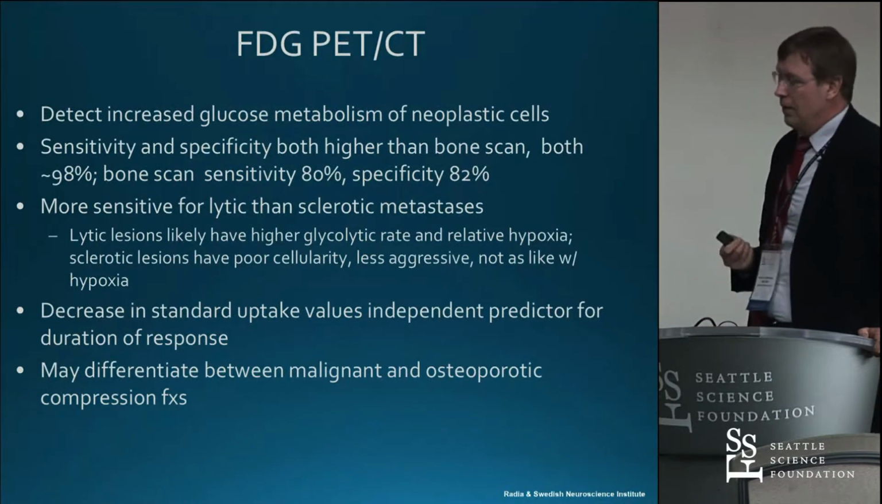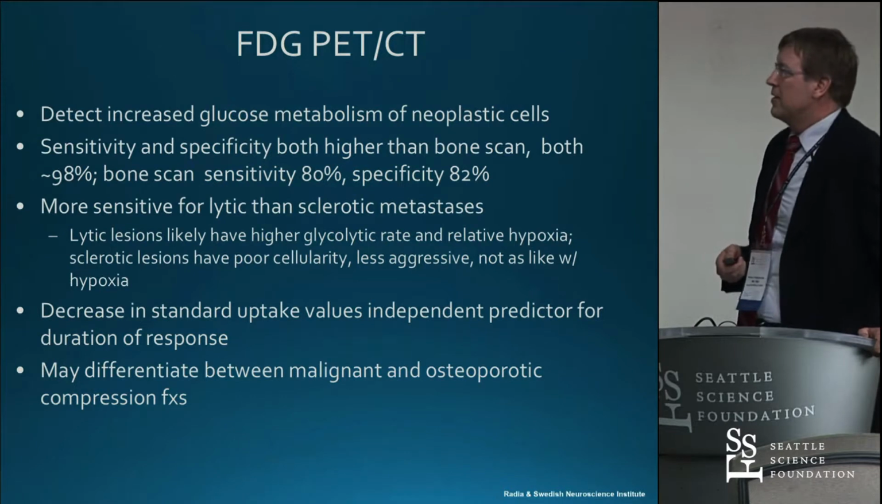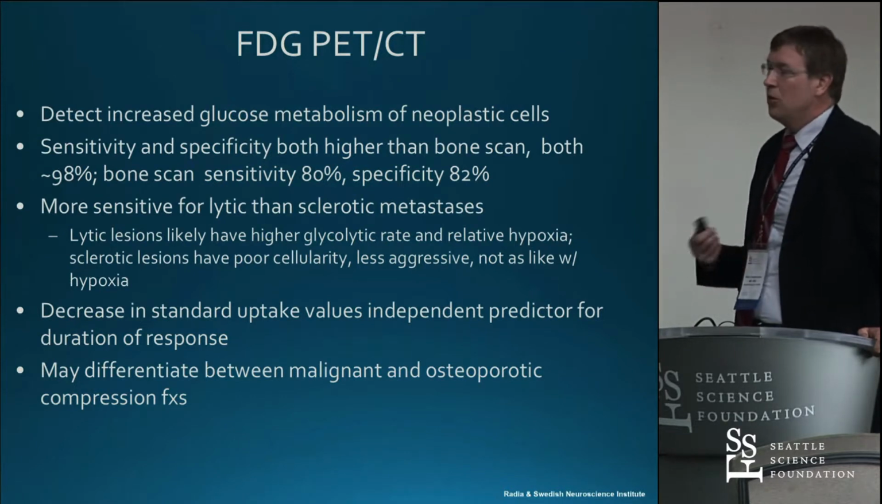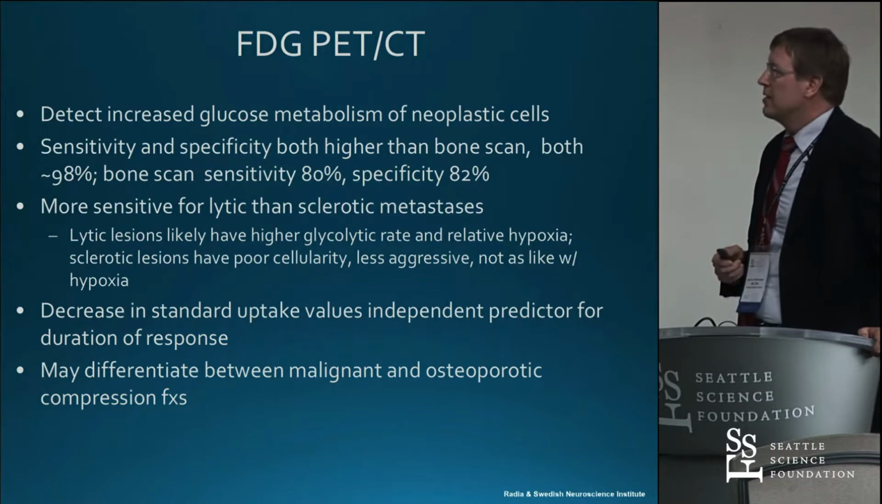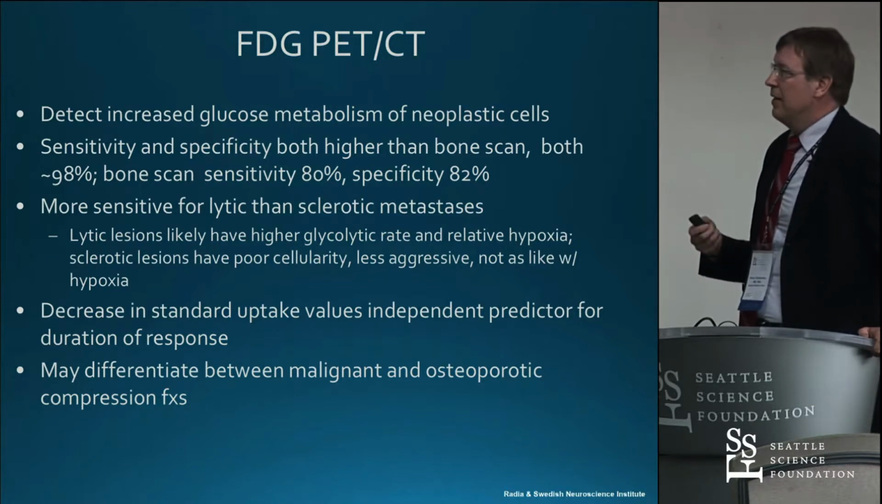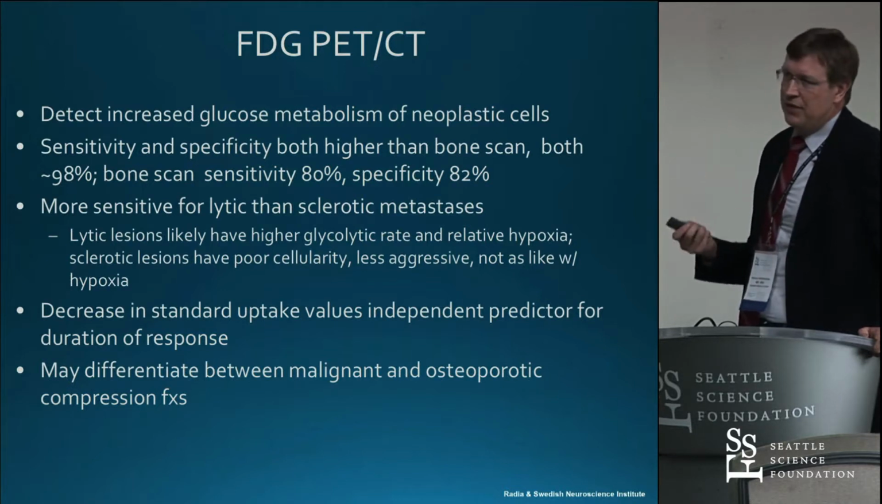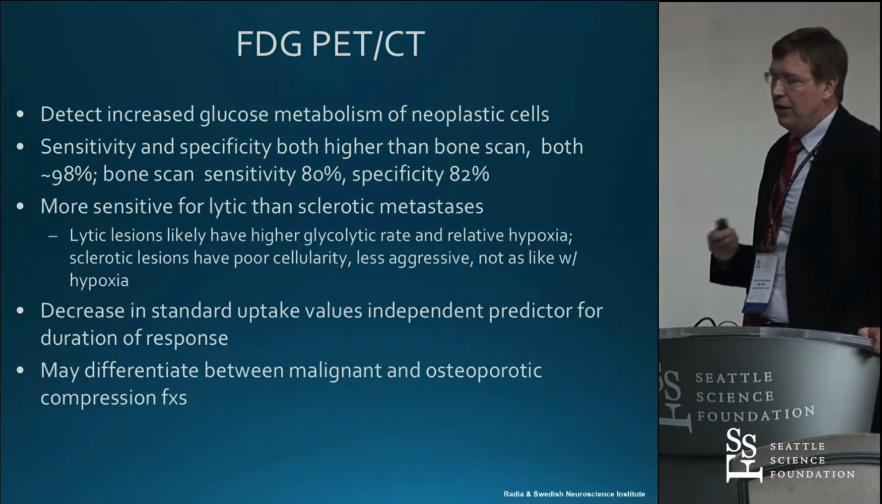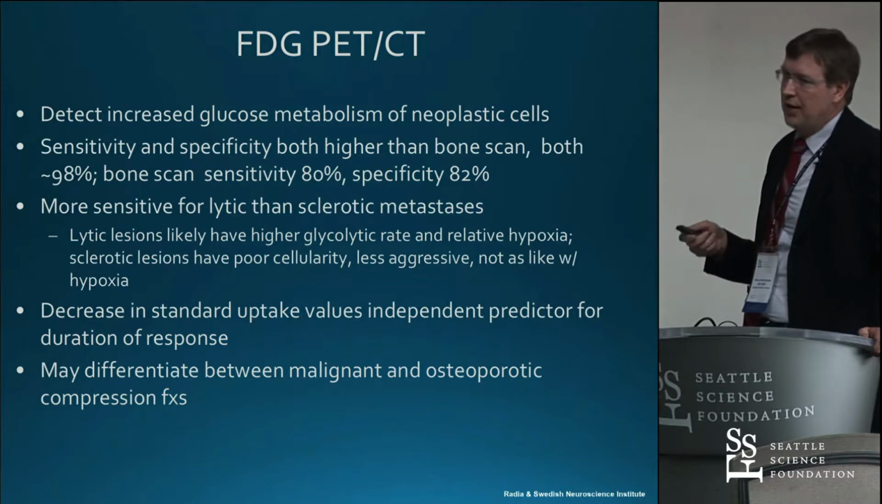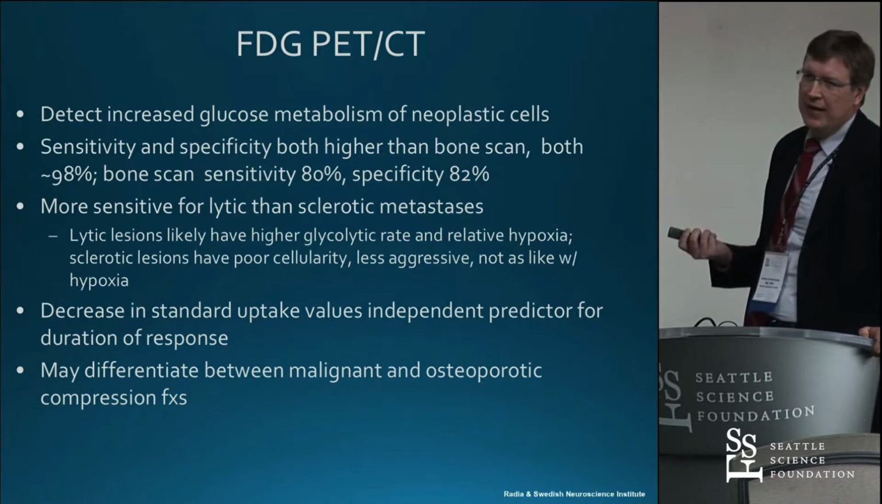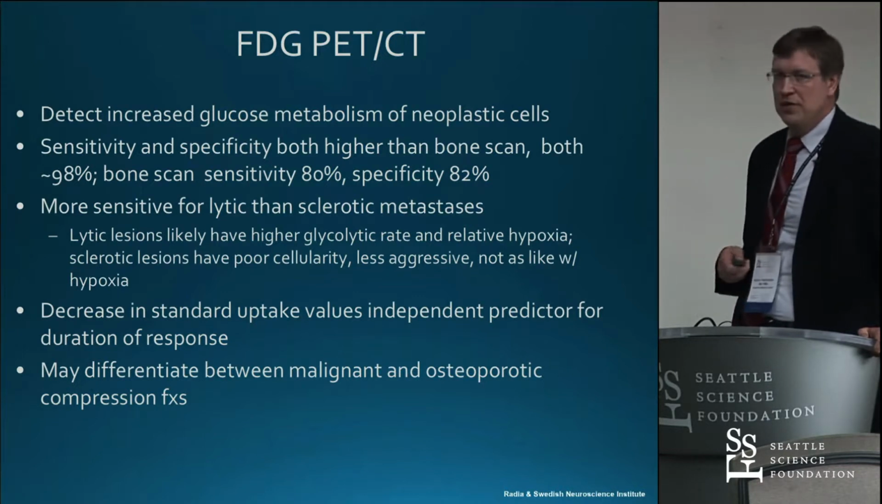PET is also a type of nuclear medicine study where we use glucose metabolism, because neoplastic cells have increased glucose metabolism. We'll see them. This is, of course, more sensitive and specific than a bone scan, but also more expensive. We have sensitivity and specificity up to 98%, very high, whereas bone scan sensitivity is approximately 80%, and specificity is similar.